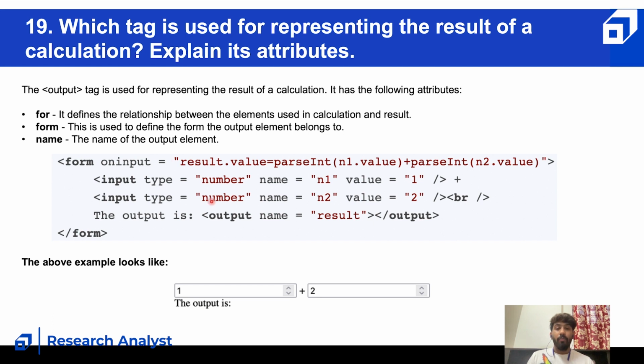Okay, so the name of the output element is basically result, and that's why you are providing result over here, because the result dot value equal to, you are parsing integer values within it, which will be calculated and given. Okay, so that's it. This is the 19th question.